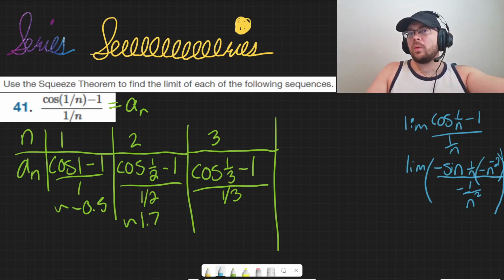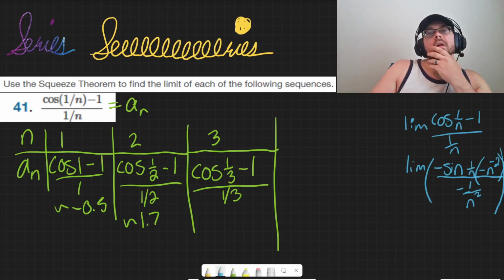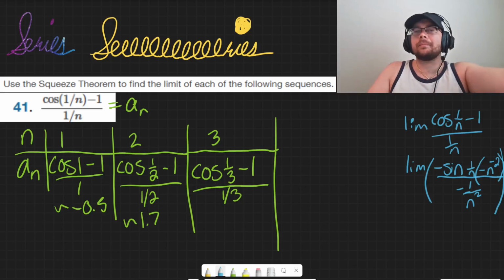Oh, you know what, though? So it's n squared, but wait a second. No, it cancels out. No, it doesn't. Yes, it does. Yeah, it cancels out, because that's negative n to the negative 2, and that's negative n to the negative 2. They would cancel out. What am I doing?